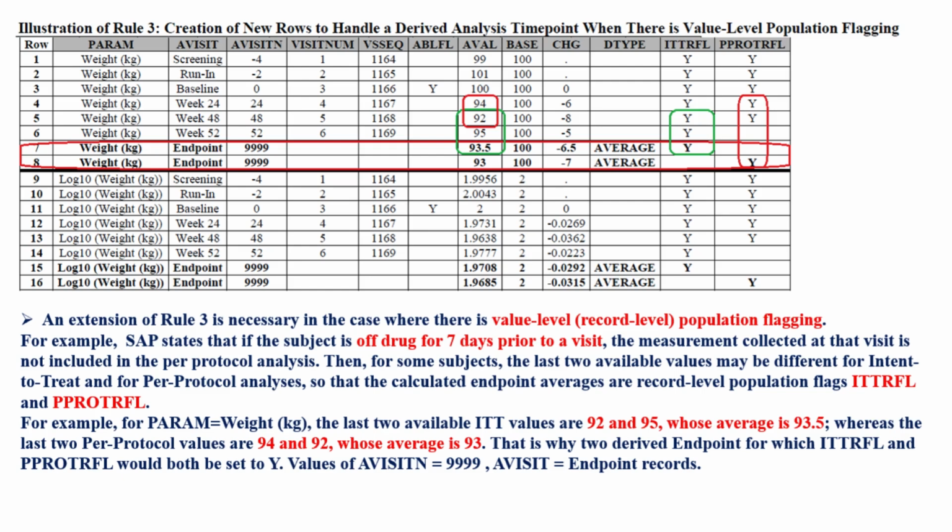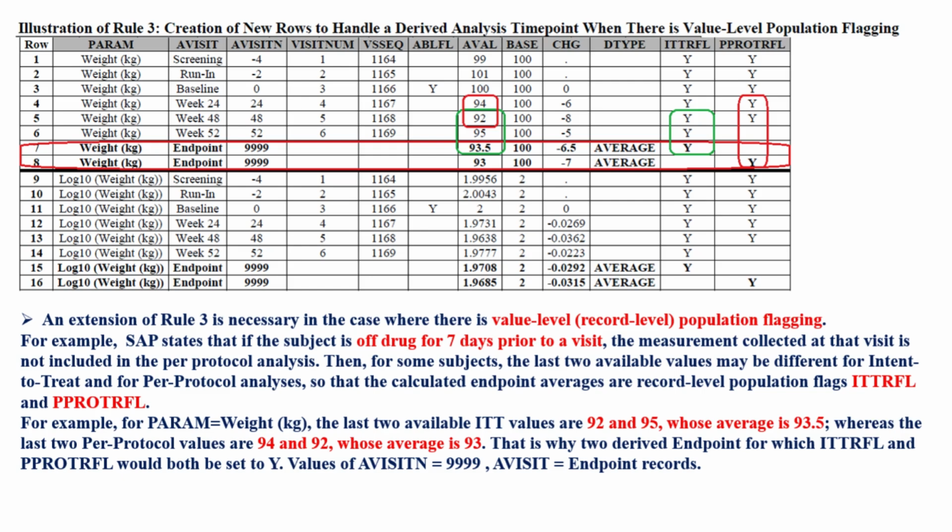Missing post-baseline values were imputed by last observation carried forward, and by worst observation carried forward. For example, the SAP states that if the subject is off drug for 7 days prior to a visit, the measurement collected at that visit is not included in the per-protocol analysis. Then, for some subjects, the last 2 available values may be different for intent to treat and for per-protocol analyses, so that the calculated endpoint averages have record-level population flags: intent to treat flag and per-protocol flag.